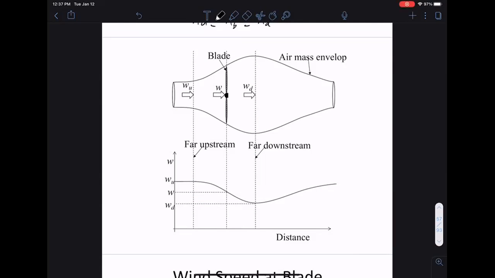For us, we're only interested until when it is still expanding. We're not going to worry about how the air mass envelope comes back together and shrinks. We're going to assume that there's a volume of air that starts with a small area, the speed decreases, so the area increases larger and larger. So when we say downstream, it doesn't mean infinitely downstream. It means until we get to the point where the envelope is the widest.